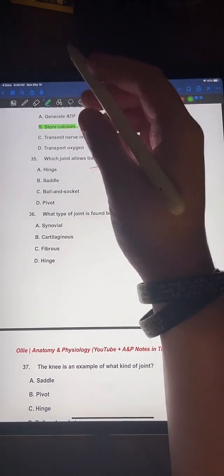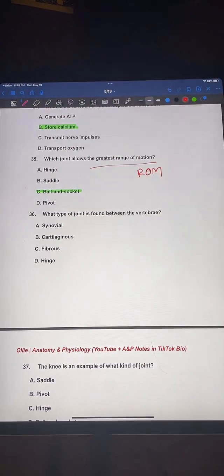The answer to 35 is C. It is ball and socket. That's found in your shoulder, like your hip. Allows for a full range of motion. And then we have hinge. This is only for flexion and extension. Saddle is pretty much limited to just the thumb. And the pivot is for rotational movement.